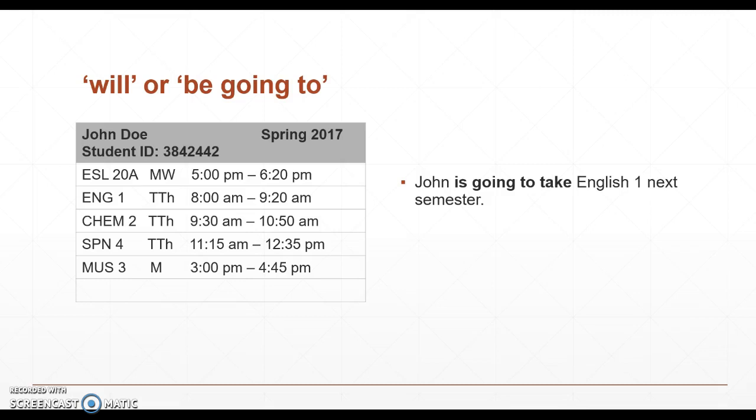Why? Because he's planned this already. We can see that he's registered for this English 1. He's going to take it next semester, so it's already a prior plan. This decision has been made. So in this case, we use is going to. And this is the same as if someone asks you, what class are you going to take next semester? You wouldn't really say, or a native speaker wouldn't really say, I'll take chemistry. A native speaker would usually say, I'm going to take chemistry, because it's already been planned.